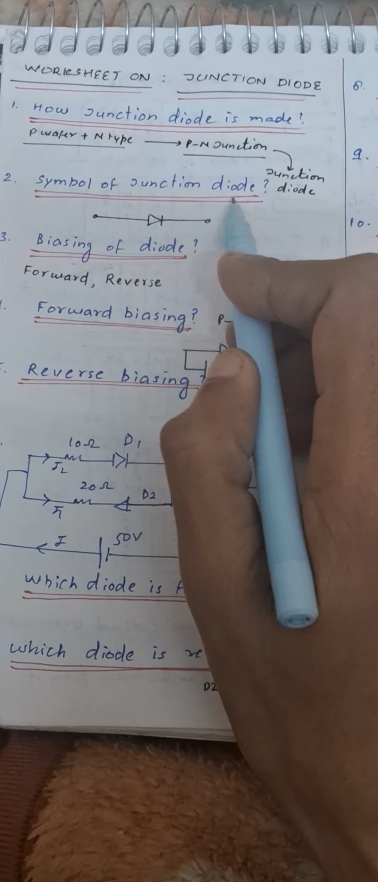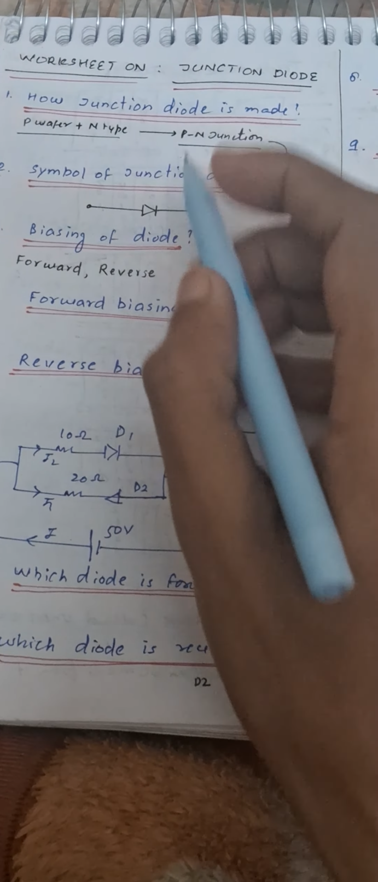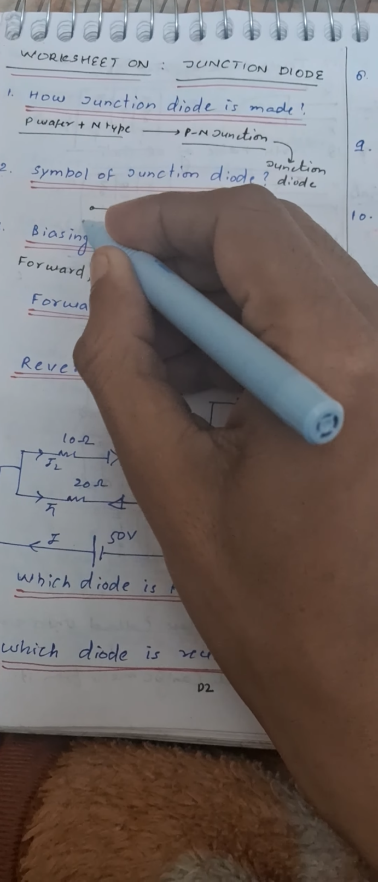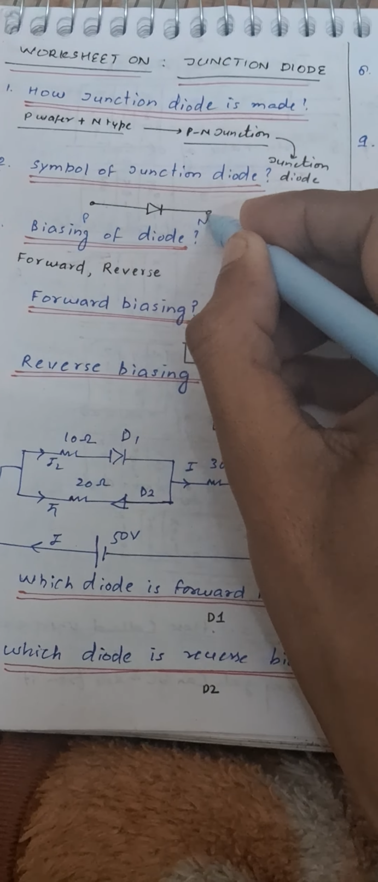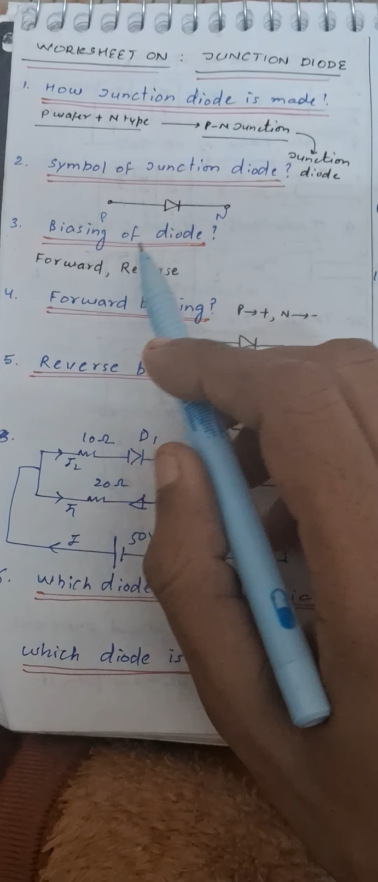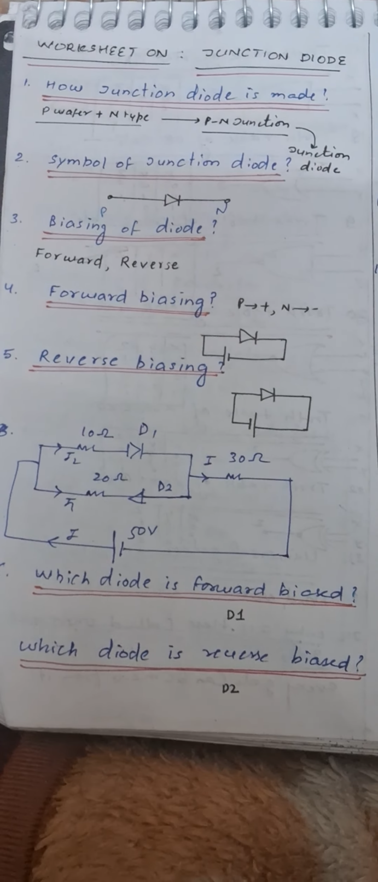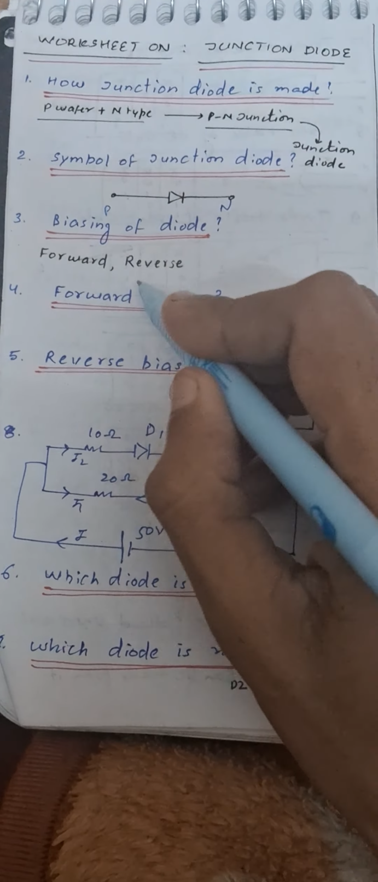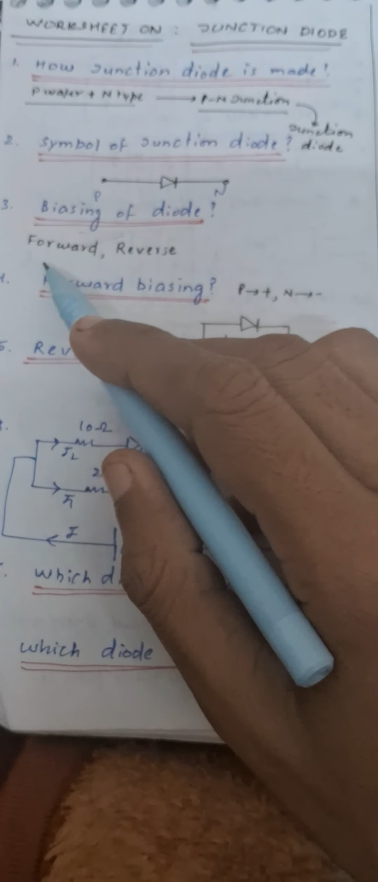Next question is the symbol of junction diode. So this is the symbol of junction diode. This side represents P and this side represents N. Next is biasing of a diode. So a diode can be biased either in forward or in reverse.